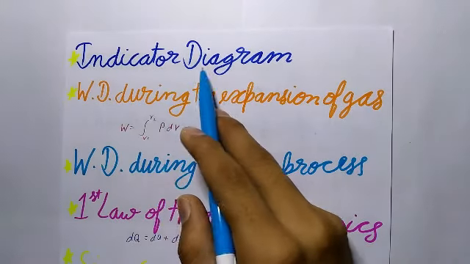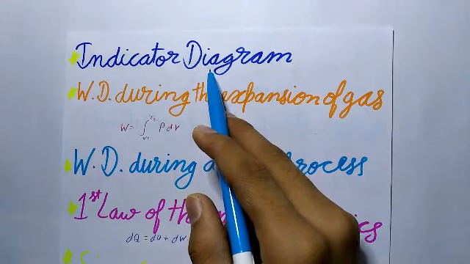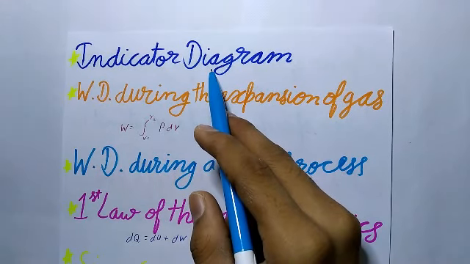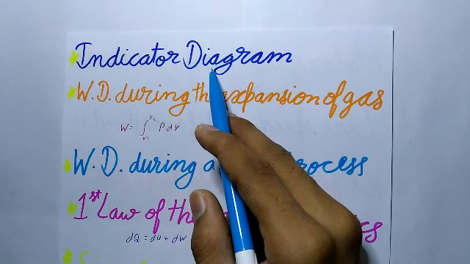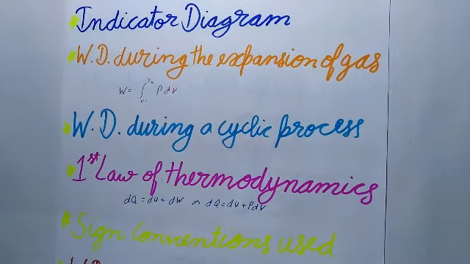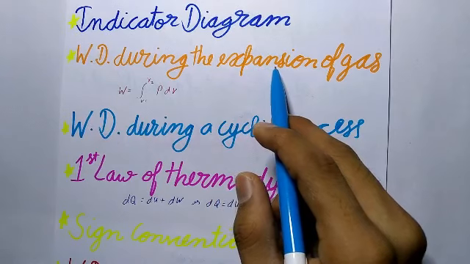Next is the indicator diagram. A graphical representation of the state of a system with the help of two thermodynamical variables is called the indicator diagram of the system. The graph between pressure and volume is called the PV diagram. Now, work done during the expansion of a gas.